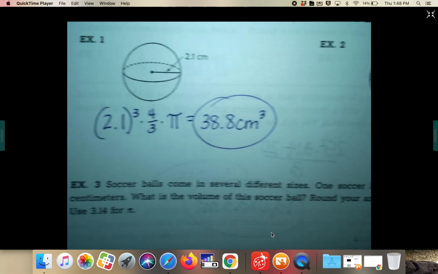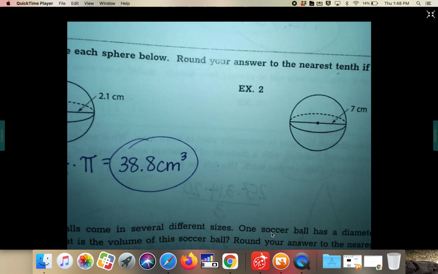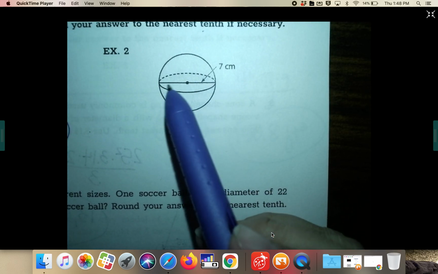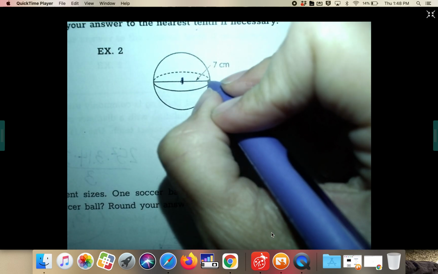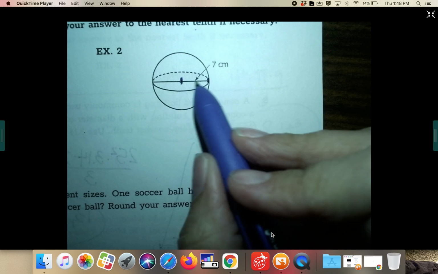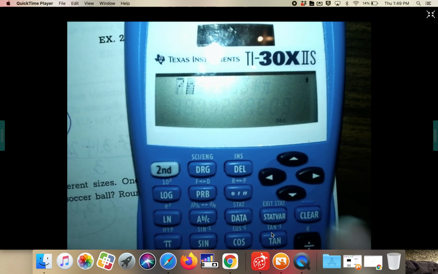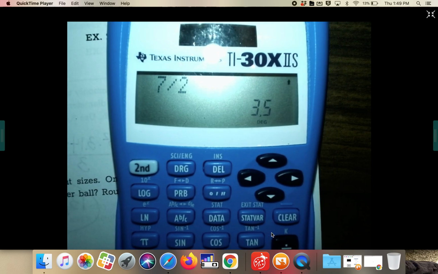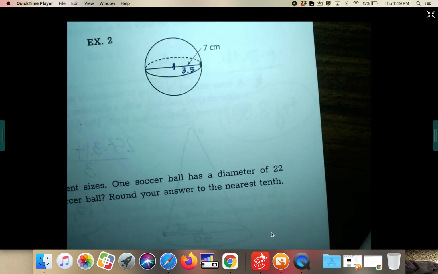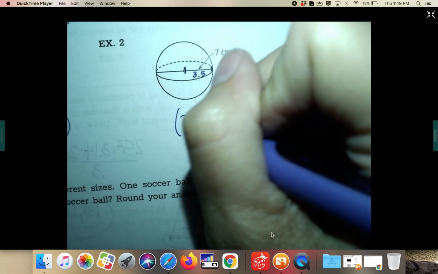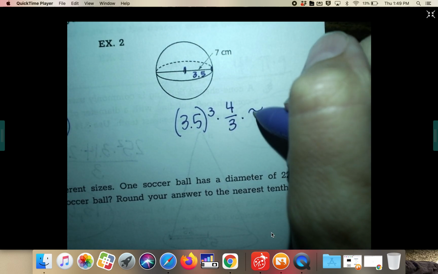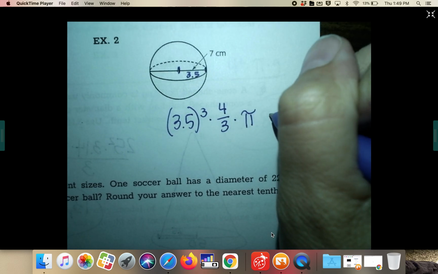So let's look at example 2. Example 2 is a little bit different in that it tells us the entire diameter. Remember, we don't want the diameter, we just want the radius, which is halfway across. So if the whole diameter is 7 and I only need half of that, I'm going to do 7 divided by 2 in my calculator to get half of it, which is 3.5. So I know that the radius is 3.5. So here's my formula. 3.5 cubed times 4/3 times pi. And that is it. You're just going to put it in your calculator.